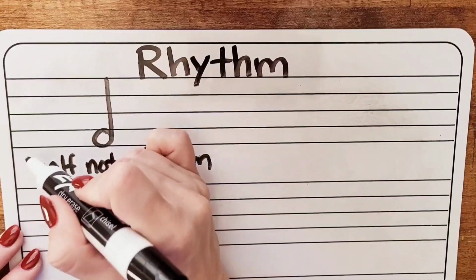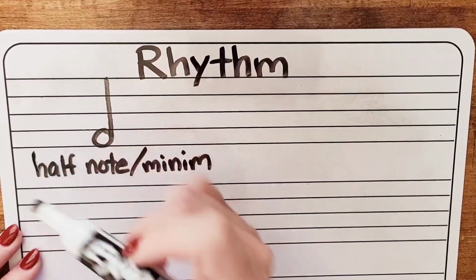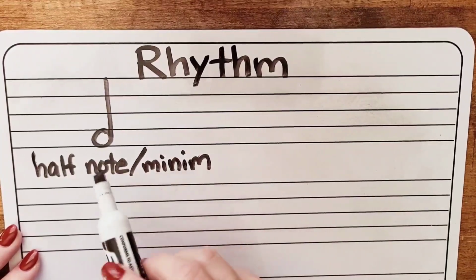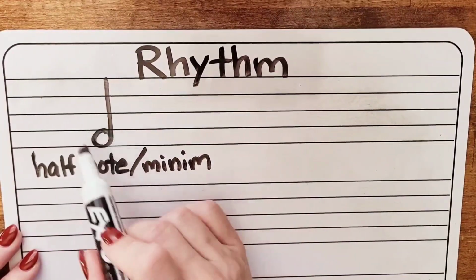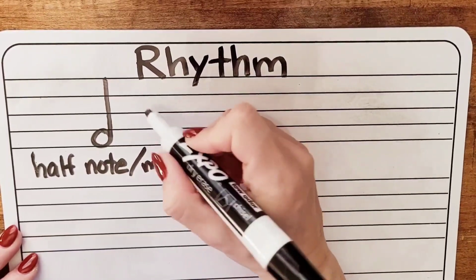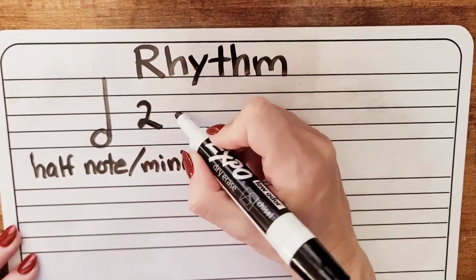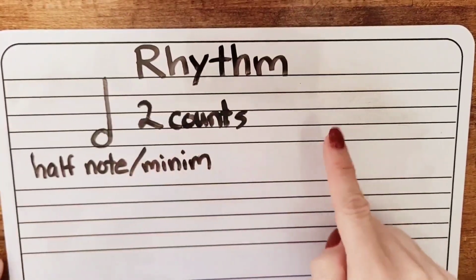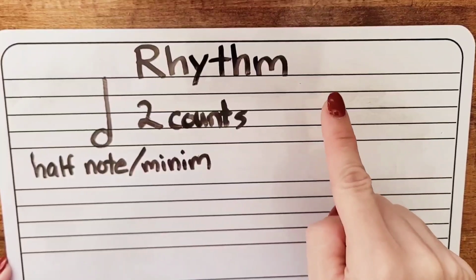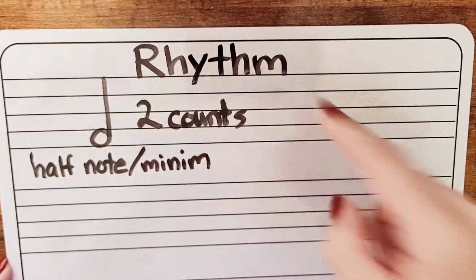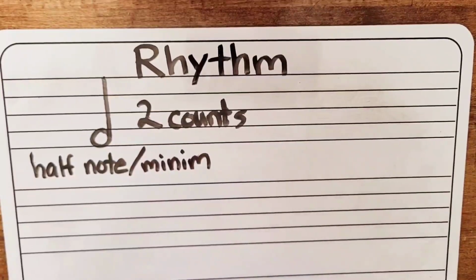This is a half note, and in Great Britain they would call it the minim. And this is what it looks like. It's open, it's not colored in, it does have a stem, and it gets 2 counts, 2 beats. So you would hold your instrument, you would be playing your instrument or singing for 1, 2, and then off. You would hold it for 2 beats or 2 counts.